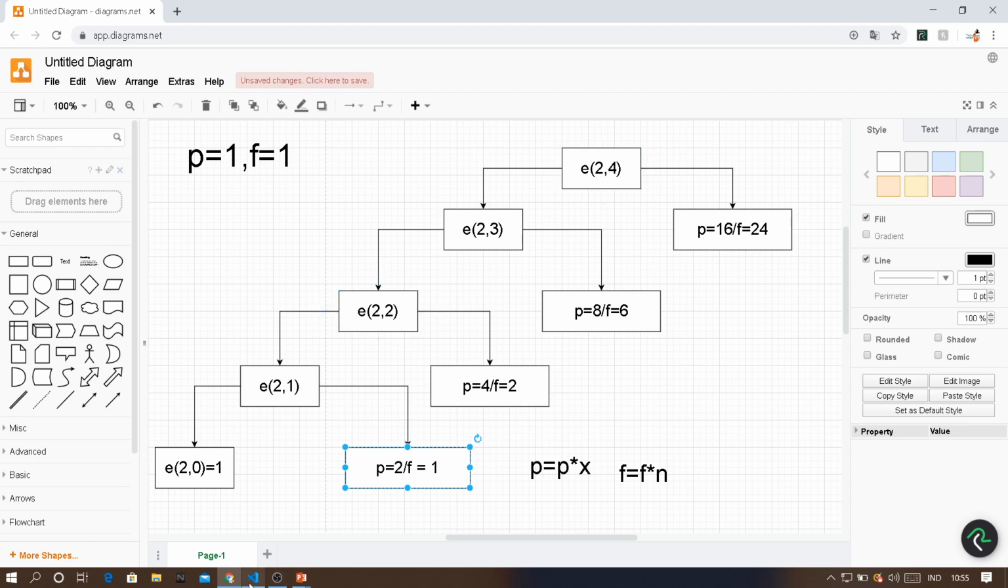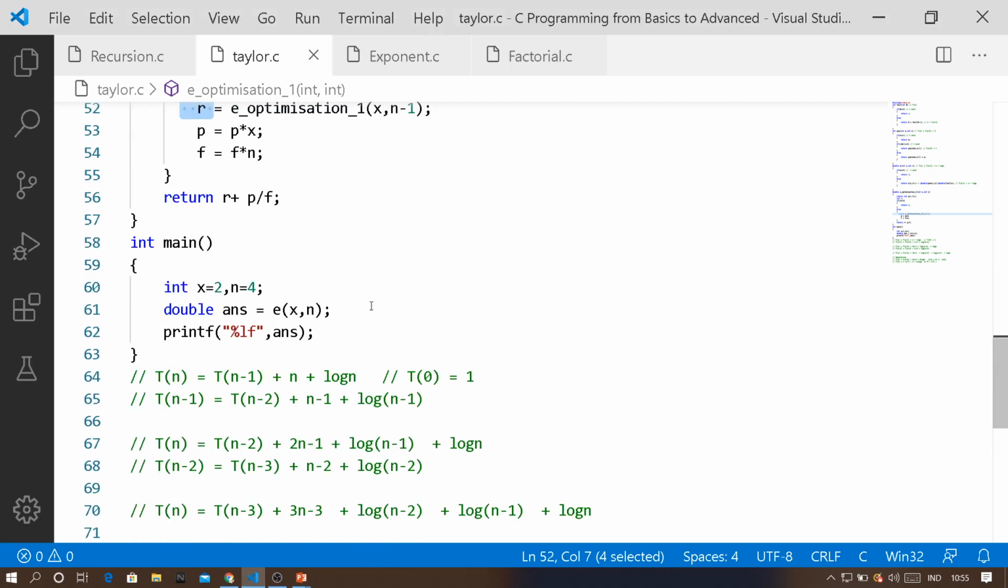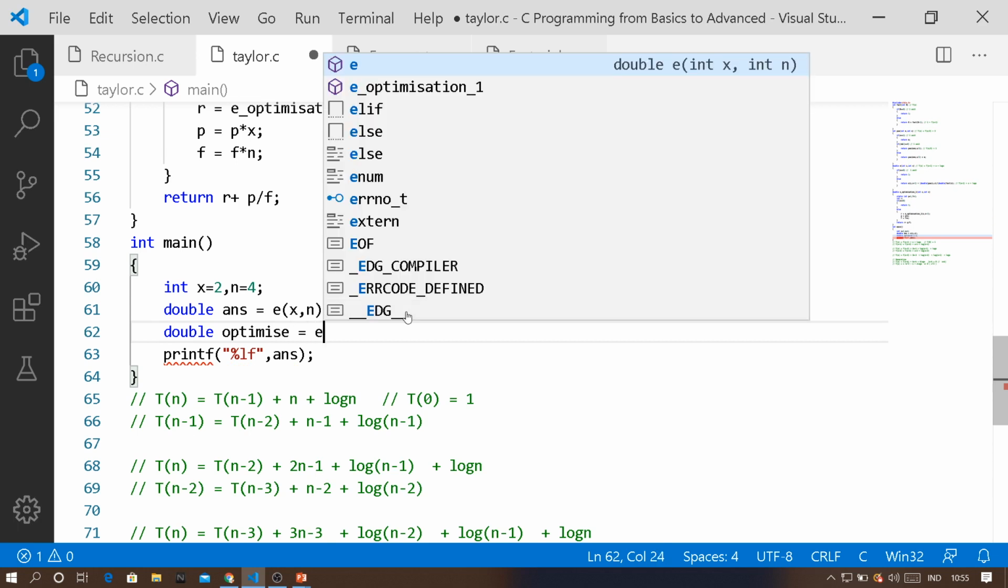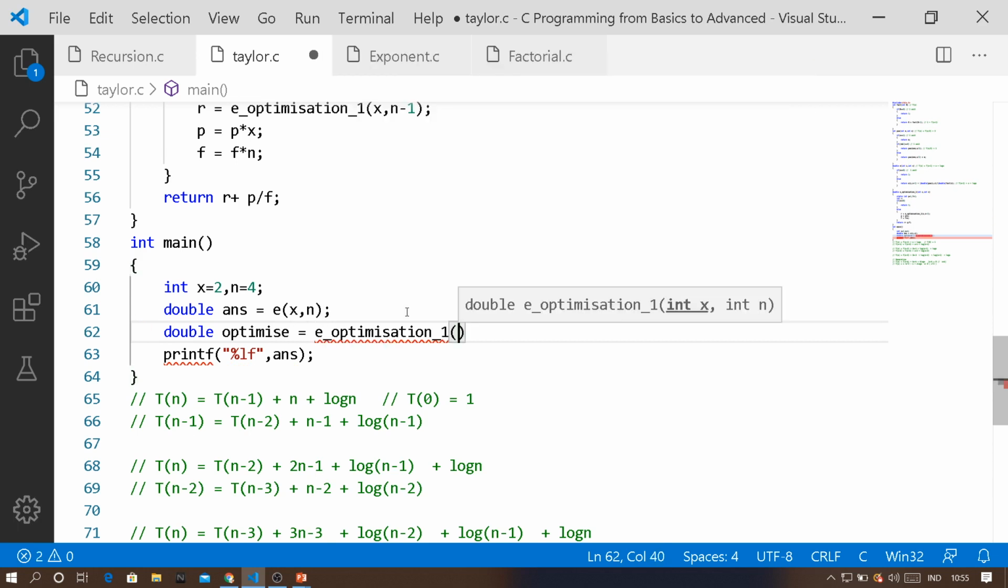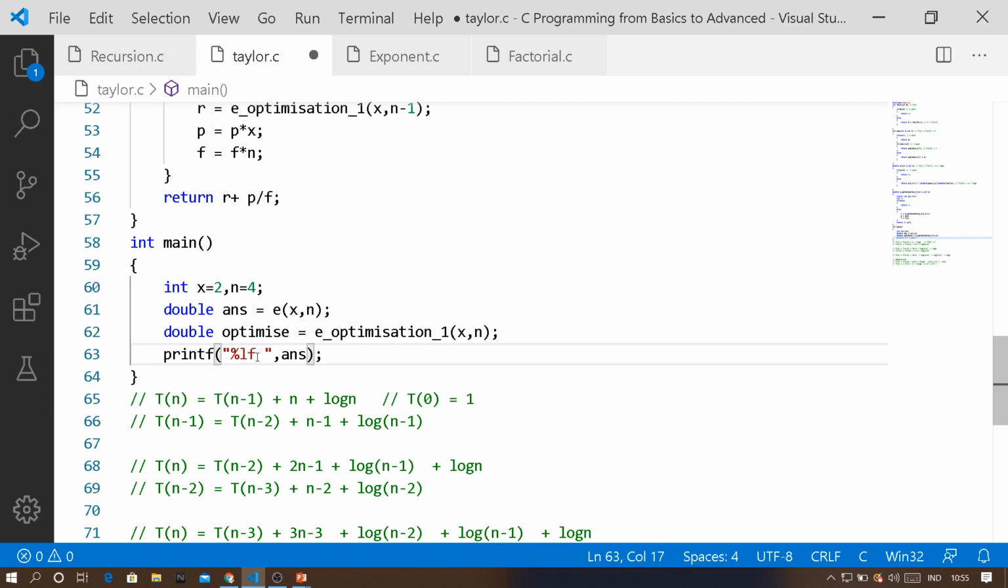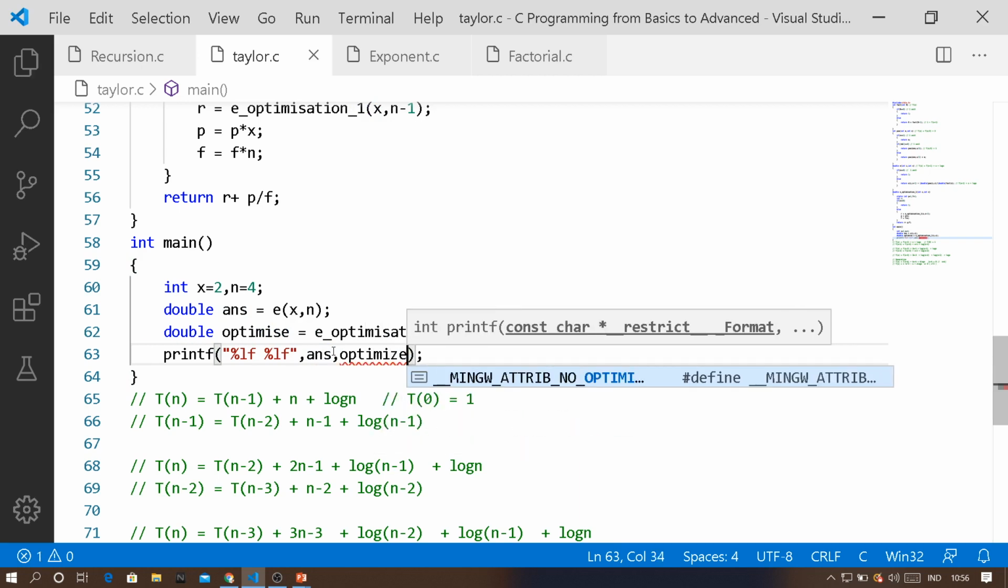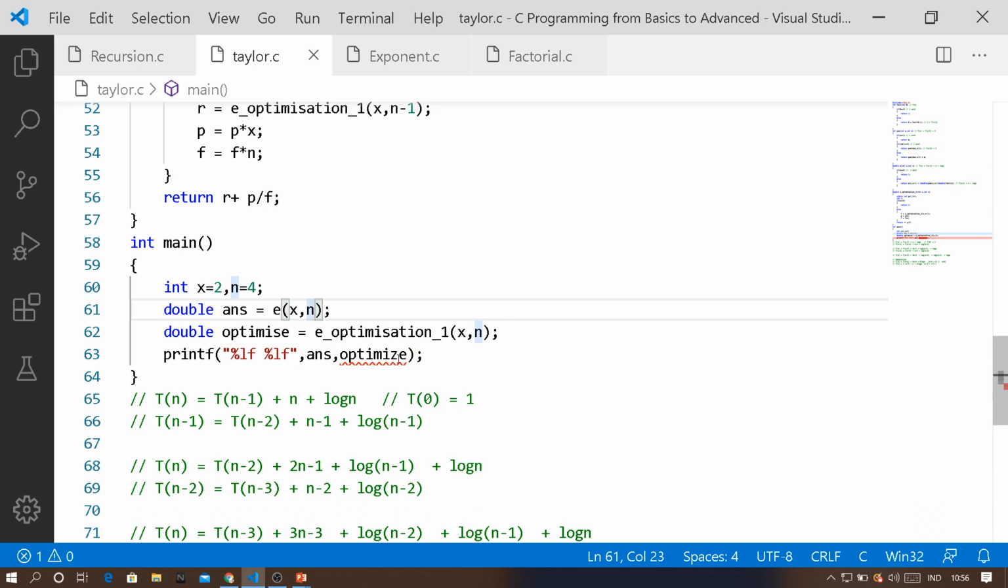Okay, so finally in the main function, let me introduce a new variable called double optimize, which is equal to e underscore optimization underscore 1 of x comma n, we are calling. Now the value of optimize also we have to print. Percentage lf, answer we have already printed. Now we have to print optimize. Okay, it is not z, it is s. Okay, fine. Saving this file.